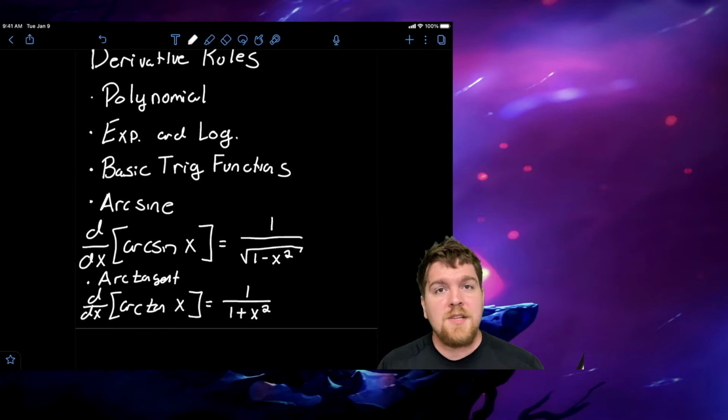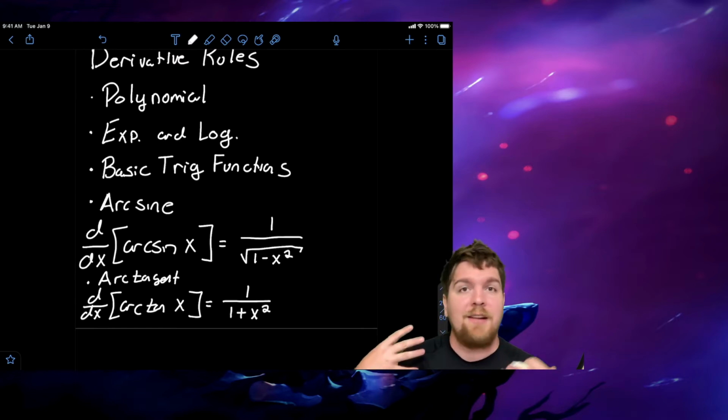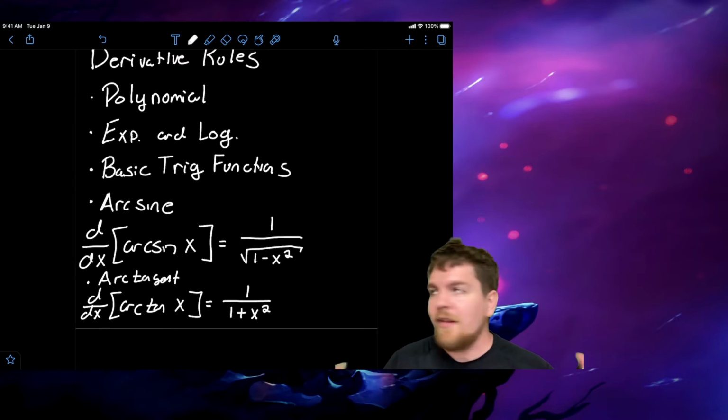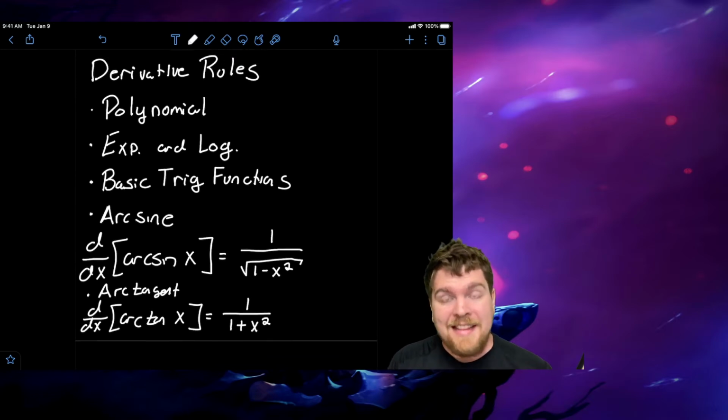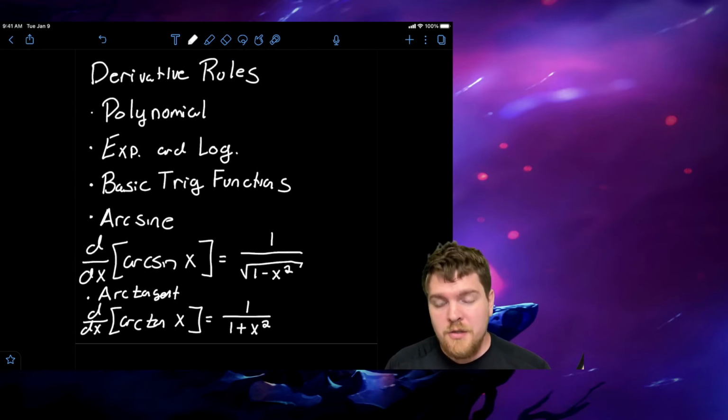Are there a couple more rules that you talk about in Calc 1 that I should expect you to know? Absolutely, like the derivative of arc cosine or the derivative of arc secant. But just being real, we're probably not going to use those all that often. So with this list of function derivatives, we should be good to go.